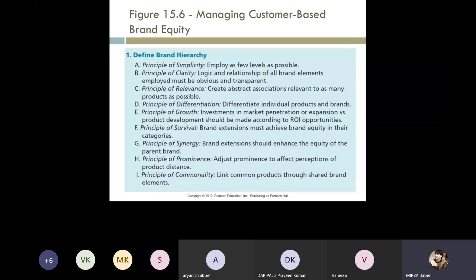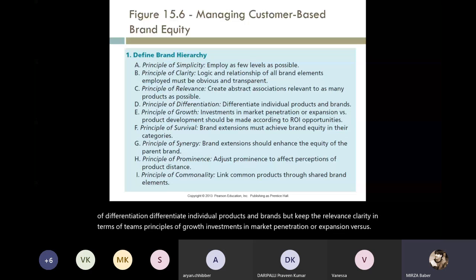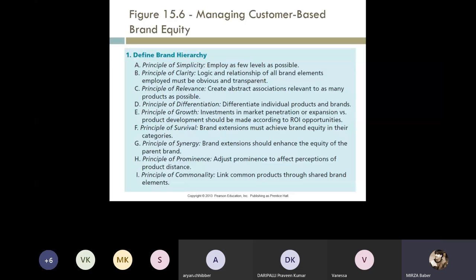Principle of differentiation. Differentiate individual products and brands, but keep the relevance and clarity in terms of themes. Principle of growth. Investments in market penetration or expansion versus product development should be made according to ROI opportunities. Market penetration is using the same product to go after the same type of demographic to win market share. Market expansion is using the same product to go after a different demographic. Product development is creating new products for the same demographics.